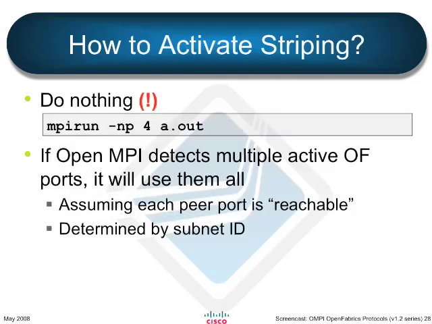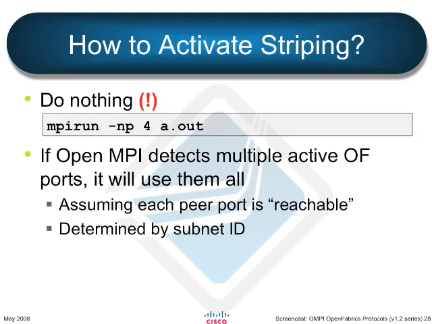So how exactly do you activate striping? Well, you don't do anything. You just run mpirun your application. If Open MPI detects multiple OpenFabrics ports, it'll just use them all. And that's assuming that each peer port is reachable to each other, and that's determined by the subnet ID.